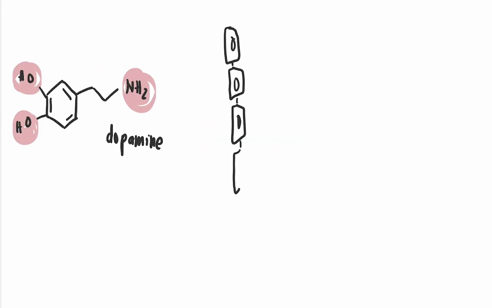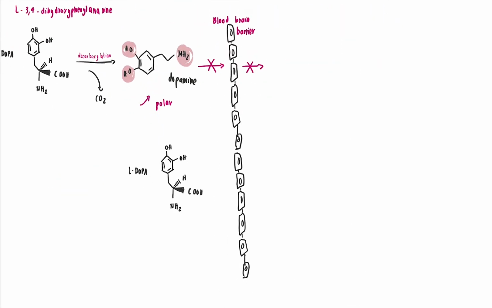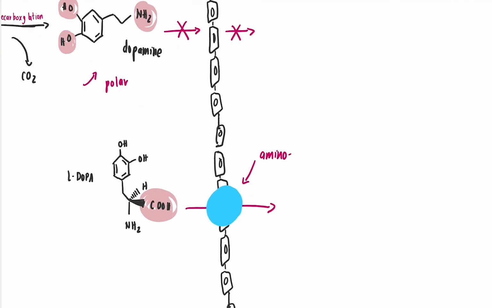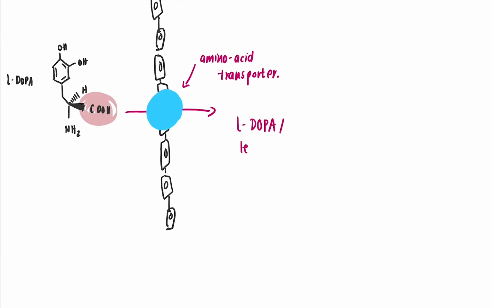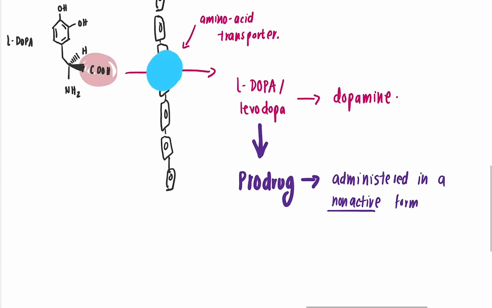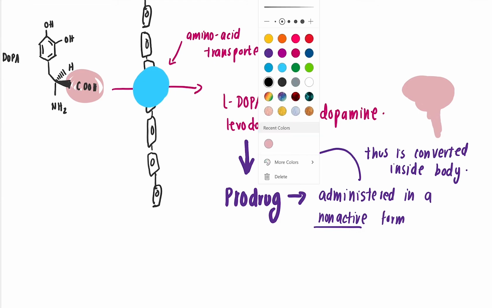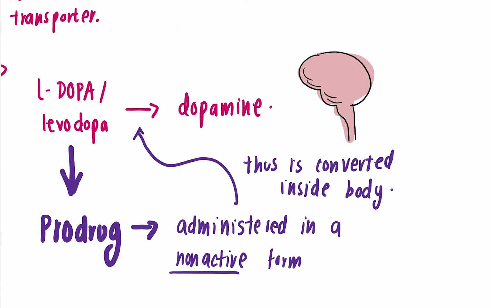Although DDC is able to convert L-DOPA into dopamine, dopamine cannot cross the blood-brain barrier, which is found in our central nervous system, which is why we actually need the administration of L-DOPA. So L-DOPA is a prodrug, which essentially means that it's administered in its non-active form, and it is then transformed in the body into its active form. In this case, the active form would be dopamine, and it would be transformed in the brain once it's inside the brain.